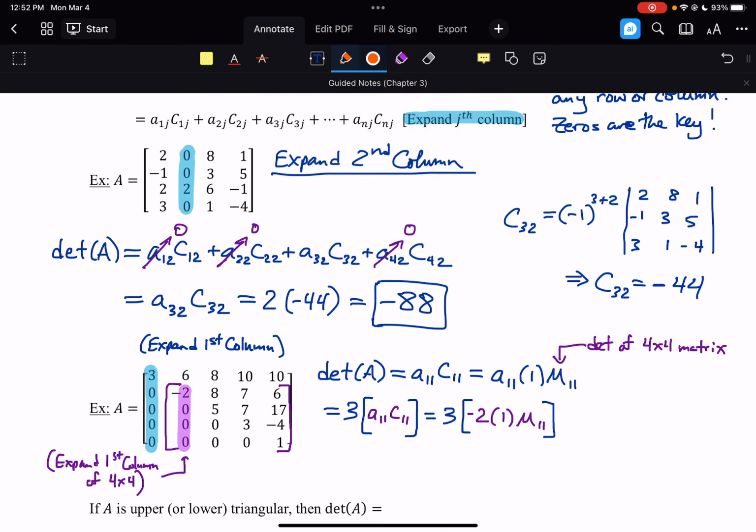So what does that mean? Well, this minor is going to be the determinant of the submatrix blocking off the row and column of the 4 by 4. That's going to give us this 3 by 3. So this one is asking us to get the determinant of the 3 by 3 matrix.